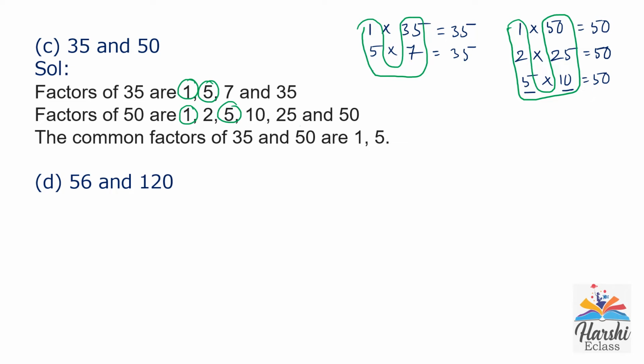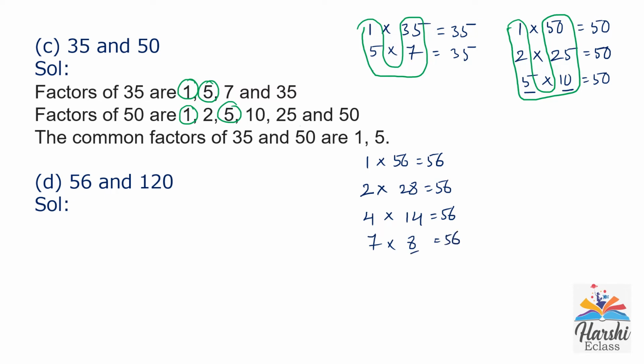D. 56 and 120. The factors of number 56 are: 1 56s are 56. 56 is an even number, so completely divisible by 2. 2 28s are 56. 56 is also divisible by 4. 4 14s are 56. 7 8s are 56. After that 8 7s are 56. 8 and 7 already written.